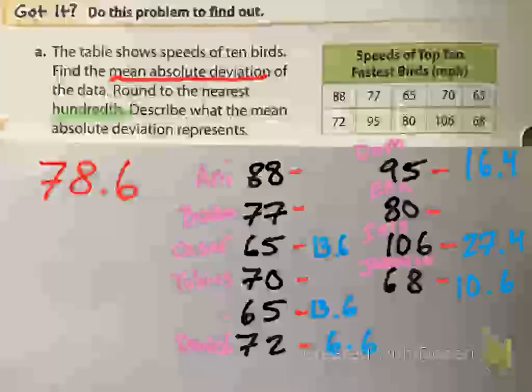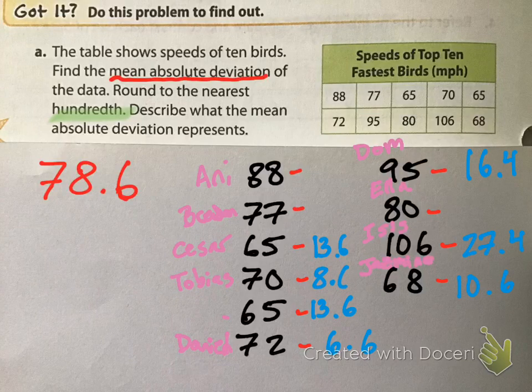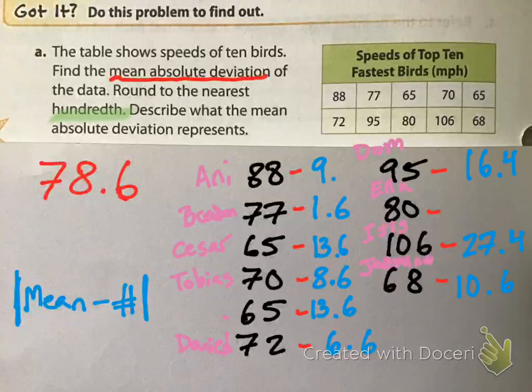Tobias got 8.6. Excellent work. Perfect. Brendan got 1.6. Excellent work. Perfect, Ani. You get 9.4. Liana, what is the answer? Oops. What's the answer? 1.4.